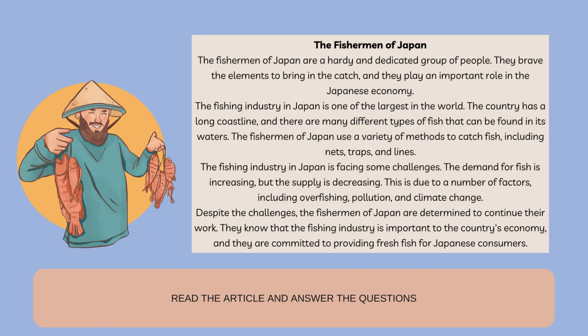The fishing industry in Japan is facing some challenges. The demand for fish is increasing, but the supply is decreasing. This is due to a number of factors, including overfishing, pollution, and climate change. Despite the challenges, the fishermen of Japan are determined to continue their work. They know that the fishing industry is important to the country's economy, and they are committed to providing fresh fish for Japanese consumers.